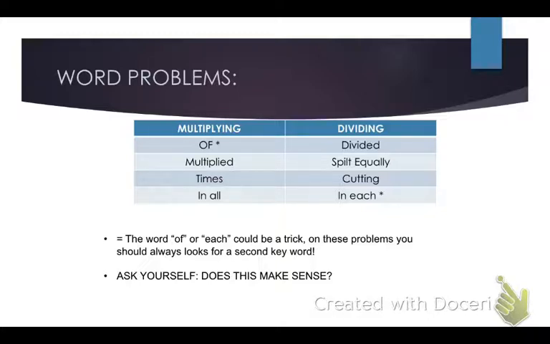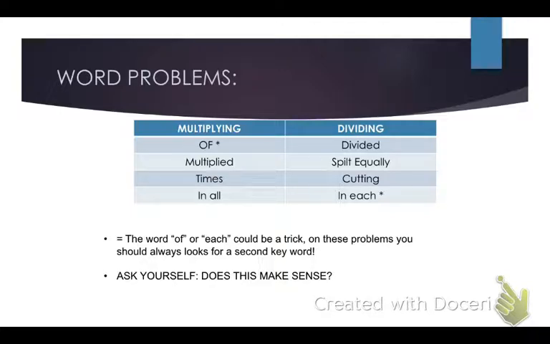And then I have 2 of them that are starred, in each and of, and those are because the word of or each could be a trick, because there's a lot of times there's other words involved. So with these problems, you should always look for a second keyword, and if there's not another keyword, then it's generally those 2. And a big thing with multiplying and dividing fractions is it's kind of hard to tell the difference sometimes. So ask yourself, does my answer make sense?